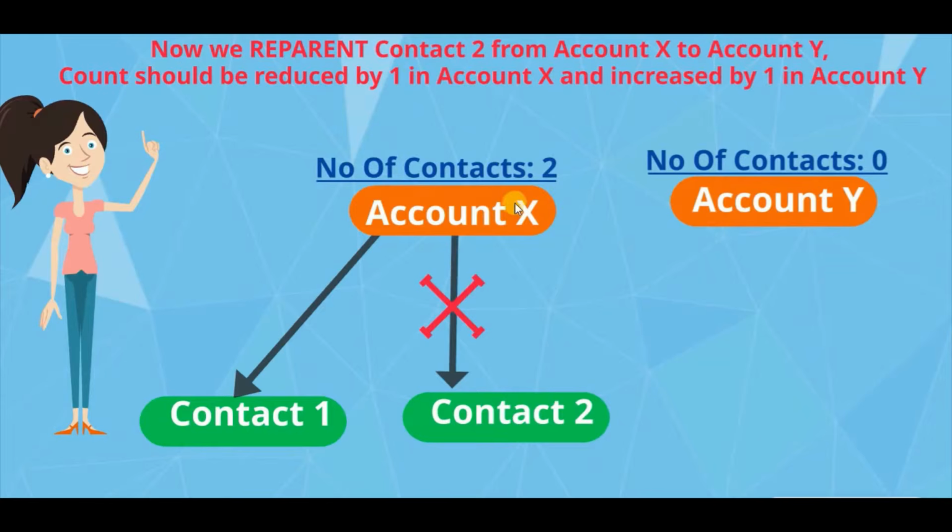Earlier the value is 2 here on account X, right? Because contact 2 is associated with this account X, and contact 1 and contact 2 both are associated with X. That's the reason it is having 2. Account Y doesn't have any contacts.